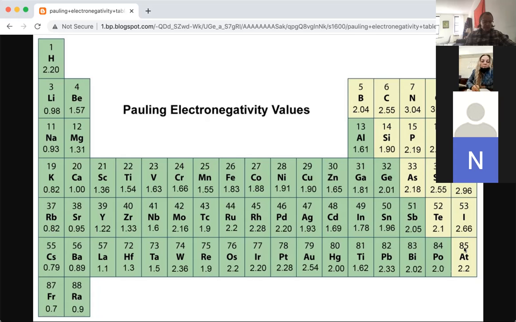Oxygen, 3.44, is the next highest, right? It's actually pretty high too, 3.44. Followed by nitrogen and chlorine, which are similar. Chlorine's actually the third highest at 3.16. And then nitrogen is the fourth highest at 3.04. So those four, that little L at the right side of the periodic table, nitrogen, oxygen, fluorine, and chlorine, are the most electronegative elements.